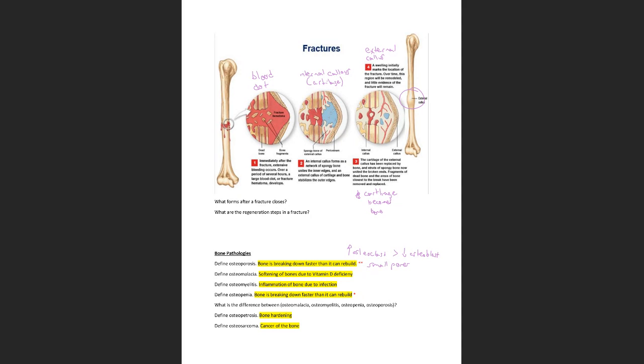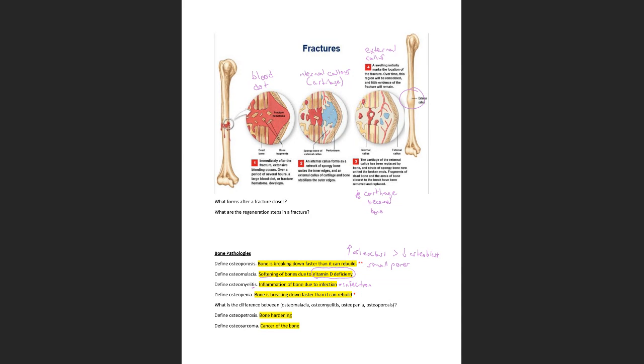Then we have osteomalacia, which is a softening of the bone due to vitamin D deficiency, because we're not absorbing calcium and it's not being deposited into the bone, so the bones are soft. We have osteomyelitis, indicating inflammation or infection. So this is an infection of the bone.